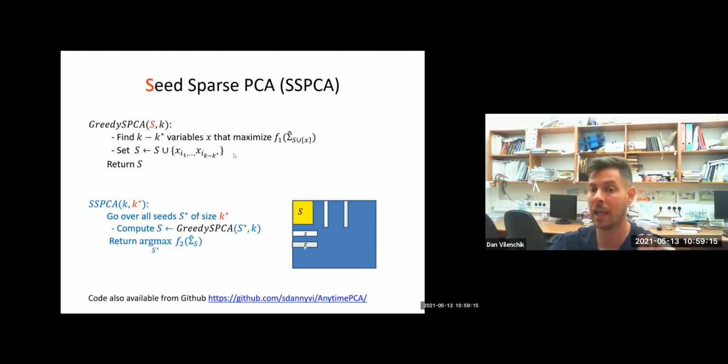And you can add them in bulk. So you add the K minus K star variables together, or you can add them one by one. There are two variants of the algorithms. And again, simulation showed that there is no difference. But for the analysis in the paper, we added them in bulk. Again, I think it's a nice warm-up question. If you like this kind of stuff, replace this with lambda 1 and replace this with a one-by-one analysis.